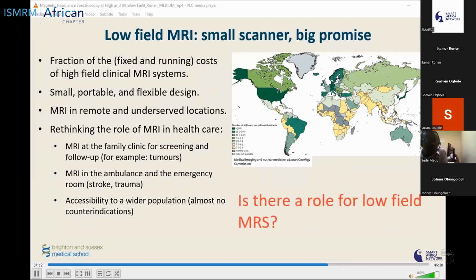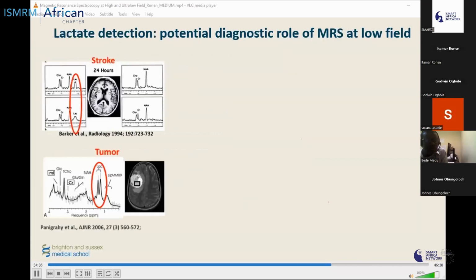And the only question that I want to ask is: is there a role for low field MRS? And I hope to convince you that maybe in some time we will be able to introduce a role for MRS in low field. And let's try to do it together now with the next couple of slides. So first of all, we need to select a target for spectroscopy at low field.